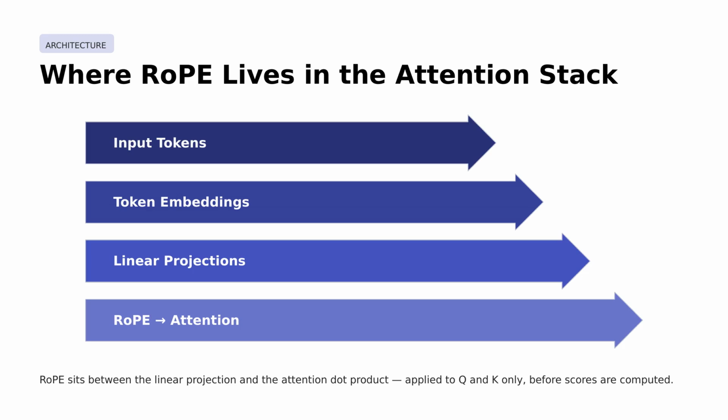This slide shows where RoPE fits in the attention stack. We start with input tokens, turn them into token embeddings, and then apply the linear projections that produce queries, keys, and values. RoPE is inserted right after those projections, but only on the queries and keys. Then the attention dot product is computed. So RoPE adds positional information exactly at the point where attention scores are formed.